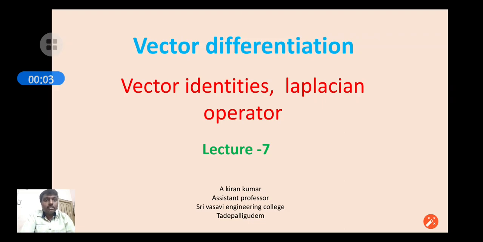Good morning, students. In this part of the vector differentiation lecture series, today we discuss the vector identities and Laplacian operator. In the previous lectures, we discussed the vector differential operator del, the gradient of a scalar point function phi, the divergence of a vector point function, and the curl of a vector point function.